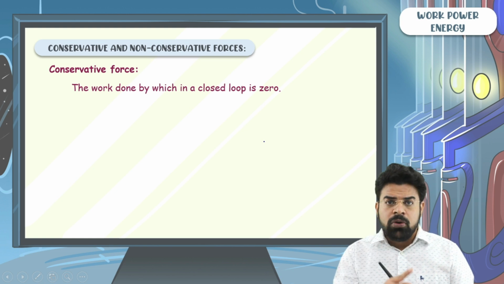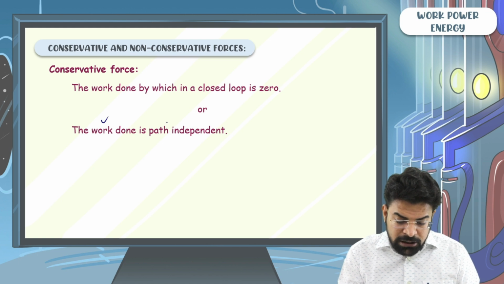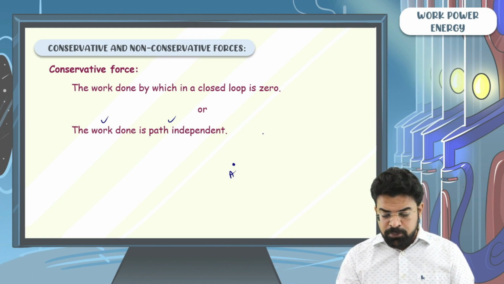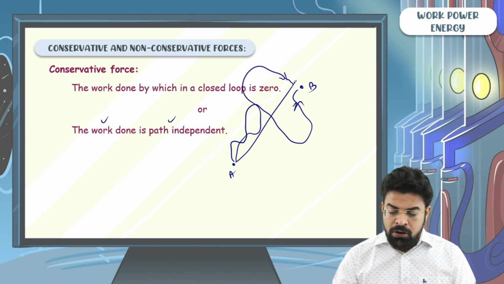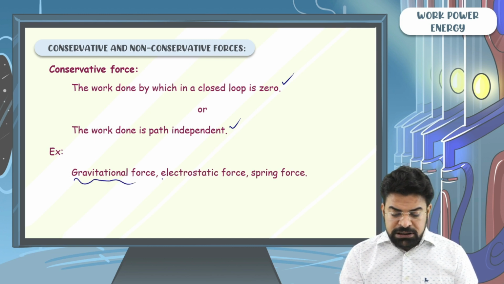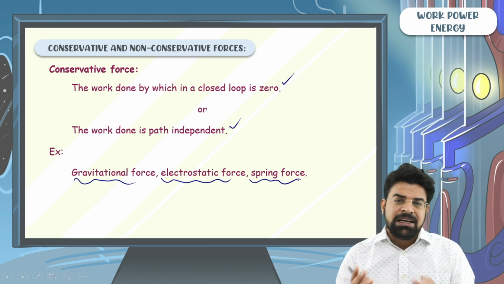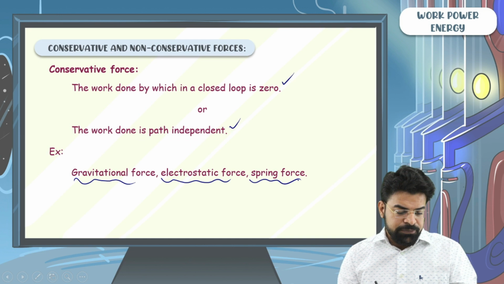There is one more definition of conservative forces: the work done is path independent. Let's say a particle goes from point A to point B. Irrespective of the path chosen, the work done by gravity will be the same in all three cases. Examples: gravitational forces and electrostatic forces are conservative forces. Moreover, spring forces are also conservative in nature.